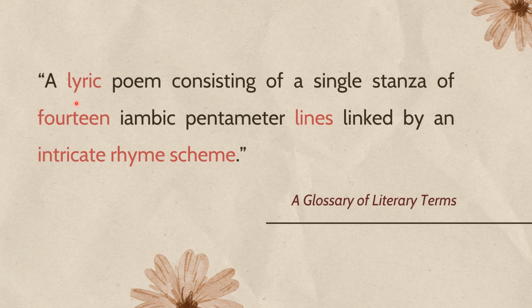Now let's have a look at the main points that the definition tells us. So a sonnet is a lyric poem. It consists of a single stanza. It has 14 lines, and the metrical pattern of the lines is iambic pentameter, and the lines are linked by an intricate rhyme scheme as well.